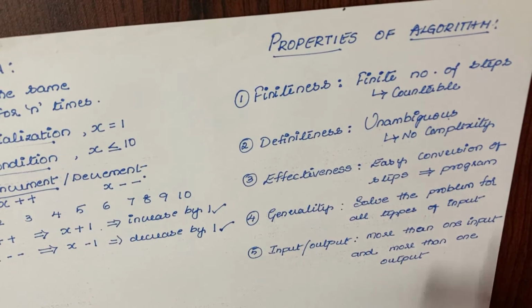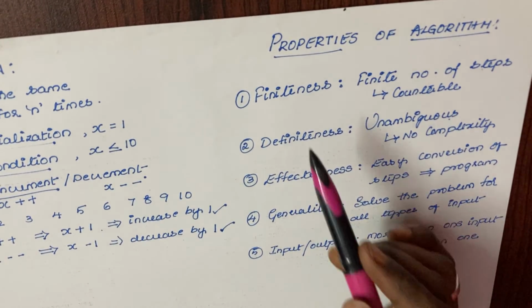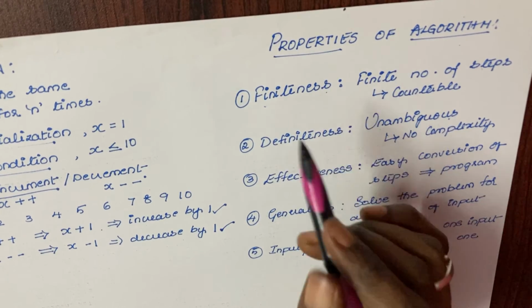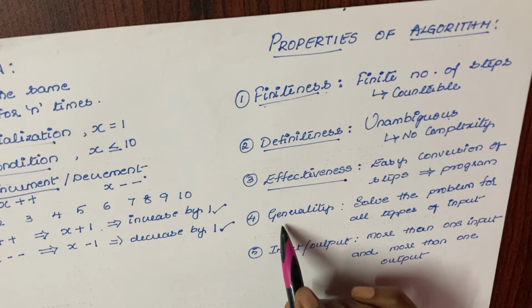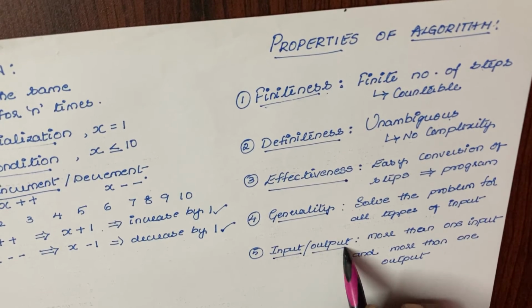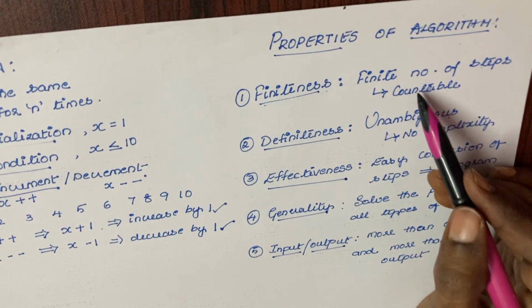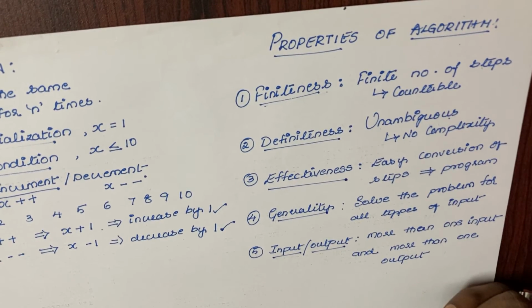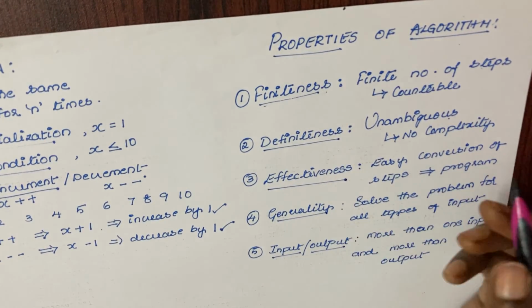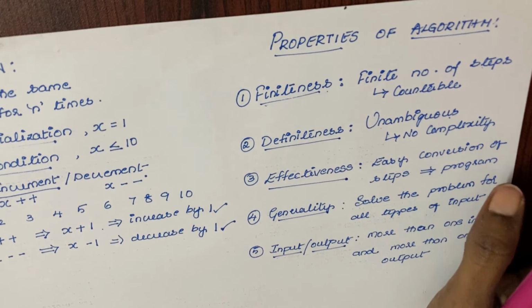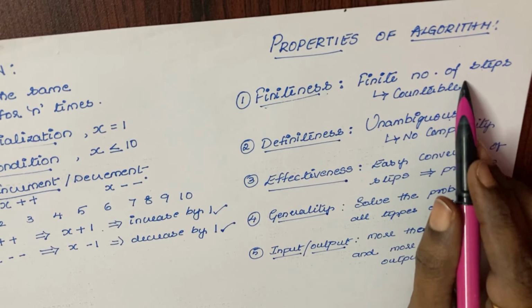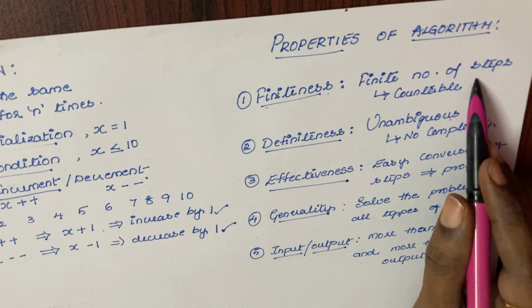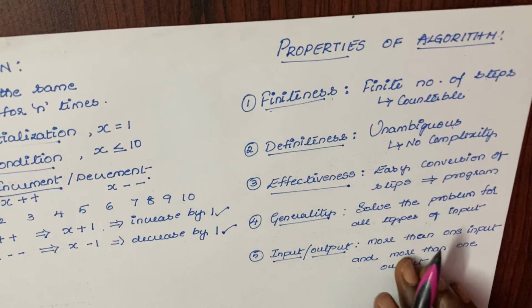So we have 5 properties of the algorithm. First is finiteness, second is definiteness, third is effectiveness, fourth is generality, and fifth is input and output. In finiteness, we talk about how many steps there will be. While writing the algorithm, we have steps like step 1 start, step 2 read the values of a and b, step 3 c is equal to a plus b. So we have a countable number of steps, which is finiteness.